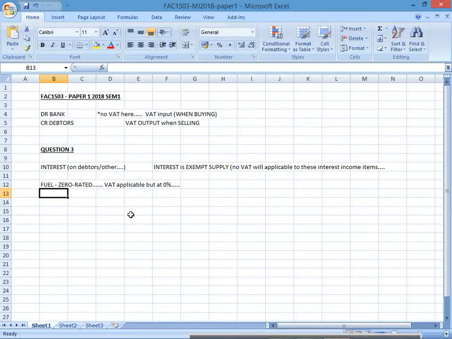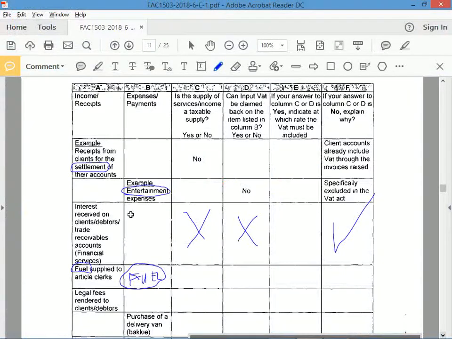Exempt, there is no VAT whatsoever. It's null, it's not applicable. Right, zero rated and exempt, they're slightly different. The one has VAT, but at 0%. If you're looking at columns, is the supply of services or income a taxable supply? Supply of services or income. This isn't income, but it's in the income column.